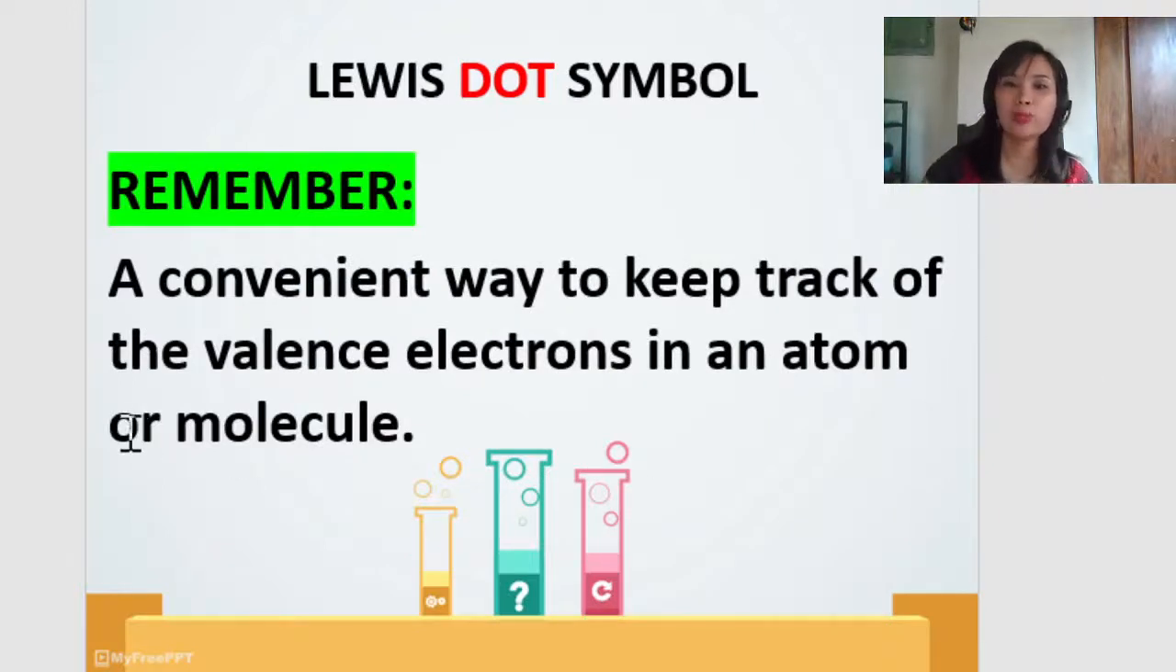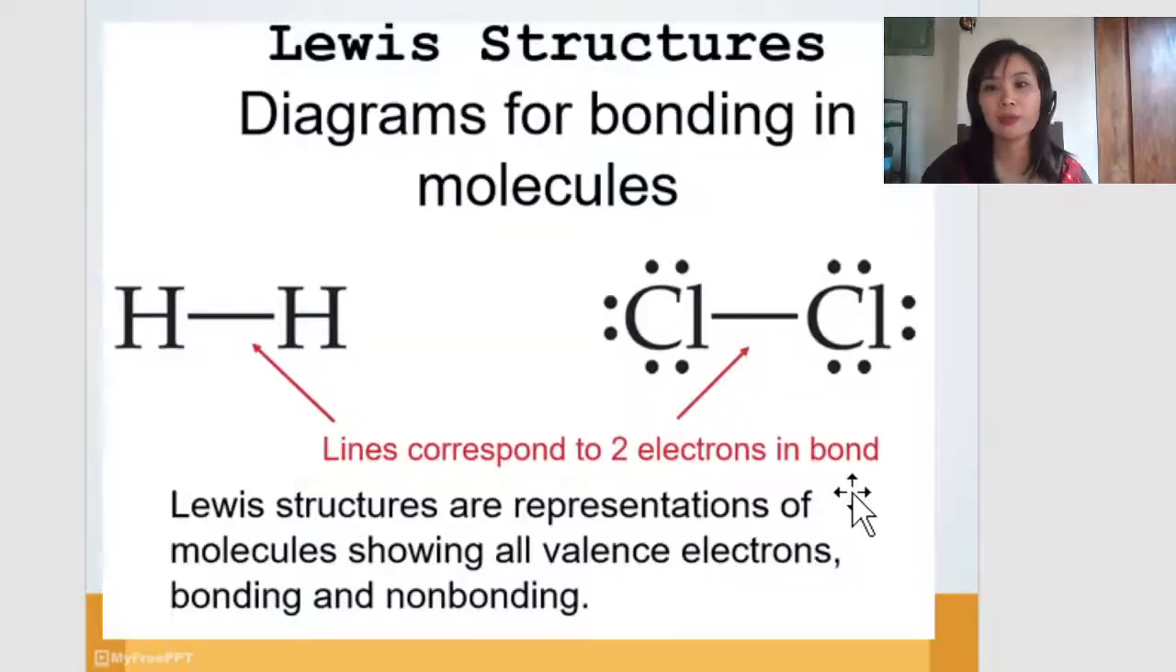Okay? So in Lewis, that symbol simply lang, always remember, it is a convenient way to keep track of the valence electrons in an atom or molecule. So importanteng alam mo kung paanong mag-drawing ng Lewis dot symbol. Another one is for a diagram for bonding in molecules. Okay, kani siya ma-meet nyo ni siya pag-abot sa tuang chemical bonding. So karon pa lang dapat ma-familiarize na mo ani niya.